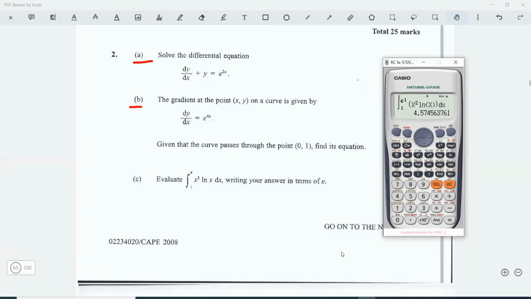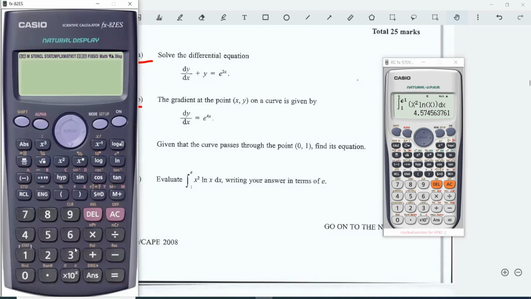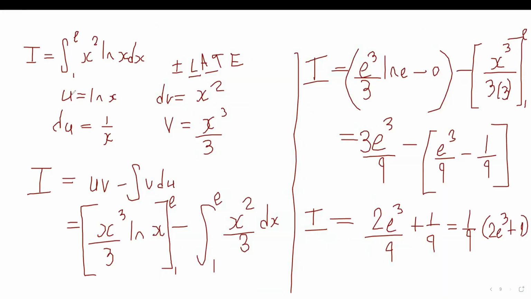Now, since you get 4.57, we're going to check if our answer was the same. The answer we had gotten was 2 over 9 times, I think it was e cubed plus 1. So we're going to see if the two of them are 4.57. Now this right here is 4.68. We don't get the exact answer because we did a substitution. The calculator is able to evaluate it exactly, so we're fine. This is what they're expecting you to get. Sometimes, because we did use substitution, we won't get exact answers. So that's how we tackle this question.